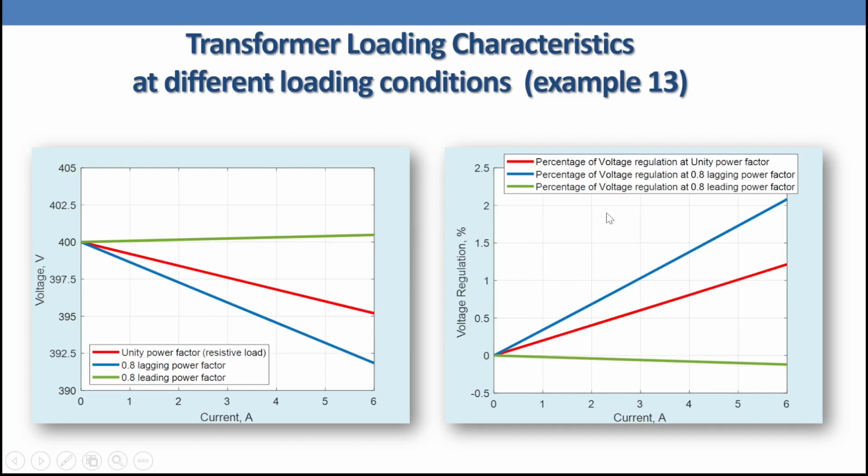Regarding the voltage regulation, if we have the unity power factor, which is the red color, we might reach something like 1.5% at full load, but at zero load we have 0 voltage regulation. As you go to the inductive load, which is the blue color, we are going to reach something like 2.08%. Regarding the capacitive load, that one is negative, below 0.